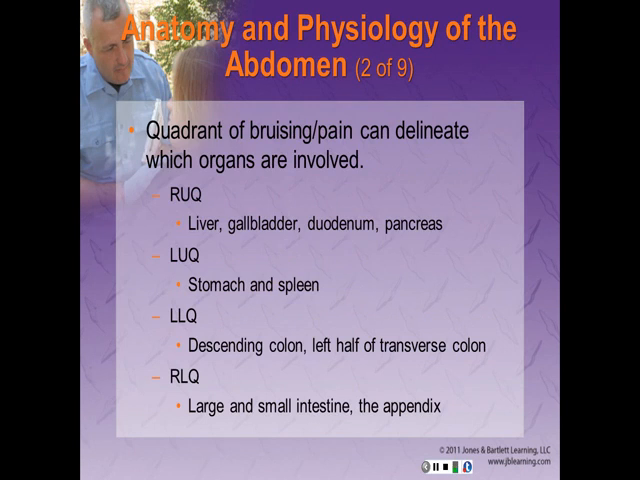Organs commonly found in the right upper quadrant include the liver, the gallbladder, the duodenum of the intestines, and a small portion of the pancreas. Organs found in the left upper quadrant include the stomach and the spleen. In the left lower quadrant, the descending colon and the left half of the transverse colon. And in the right lower quadrant, we have the large and small intestines, the ascending colon and the right half of the transverse colon, as well as the appendix.